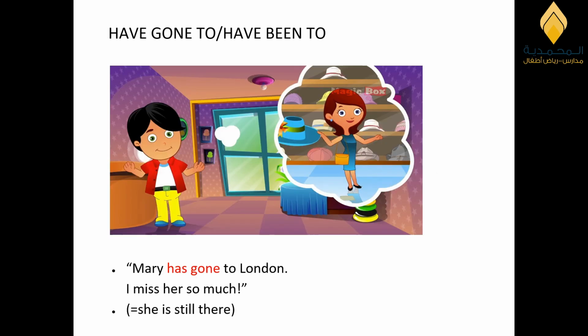Now we are going to discuss the difference between have gone to and have been to. If you take a look at this picture, Mary is still in London. So we have used has gone to. So the man is saying, Mary has gone to London. I miss her so much. When you are using has gone, this means that the person is still there, or still in the place that he or she went to. So has gone means that the person is still in the place.